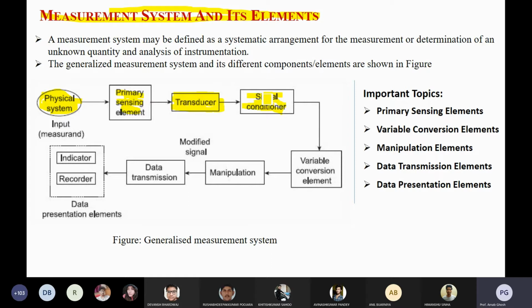Then after that signal conditioner, that value will be compared with the reference one. But how to get the reference? That reference is already given to your processing unit. Processing unit means any circuit. We can use different processors like a microcontroller or microprocessor.